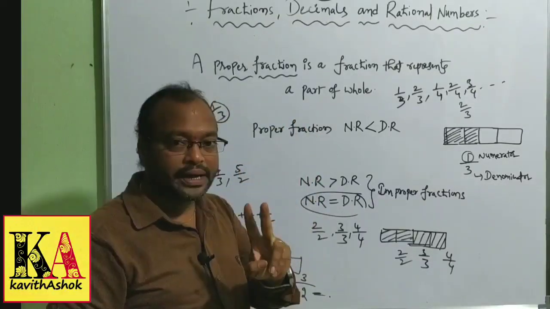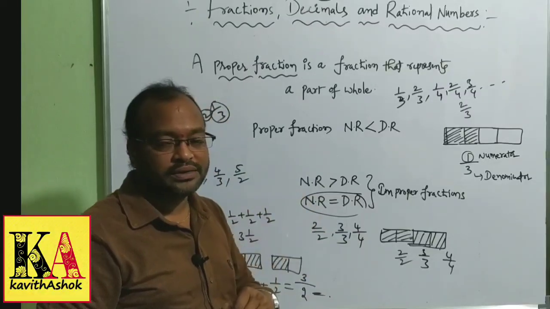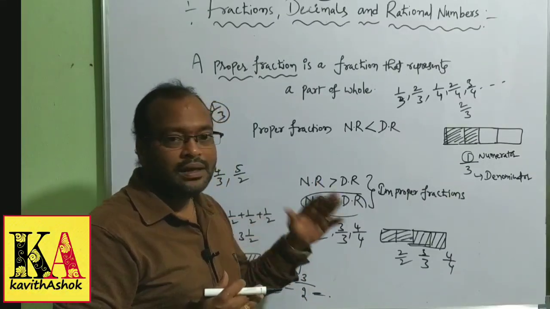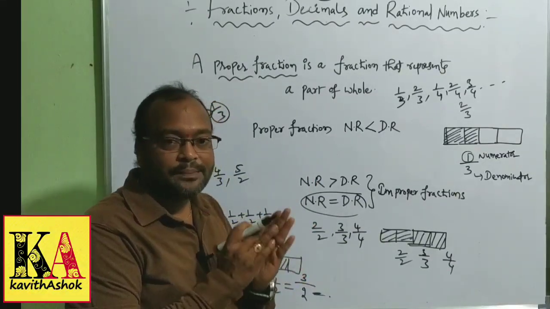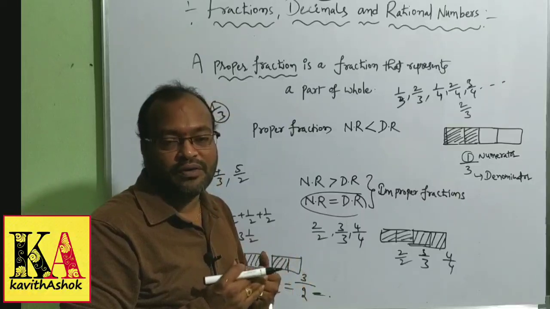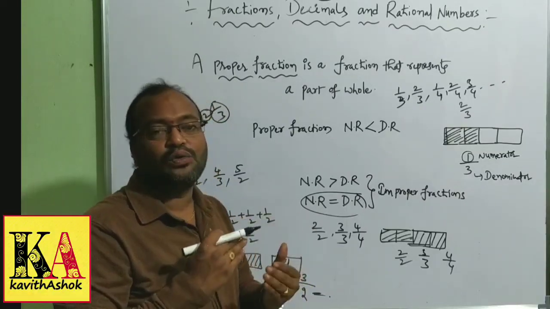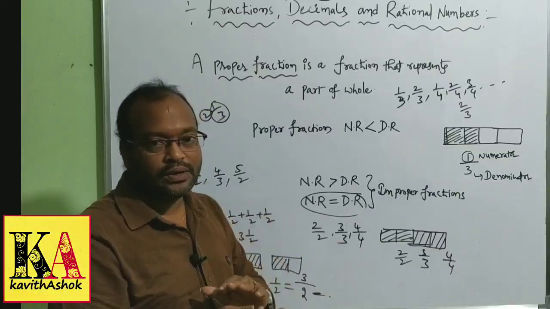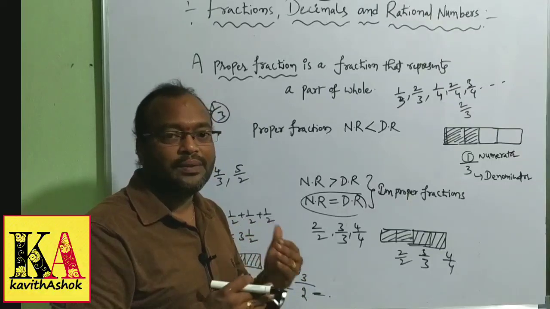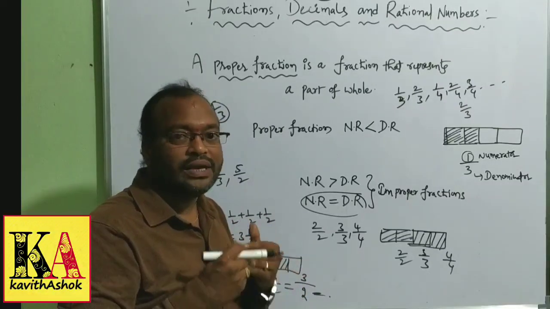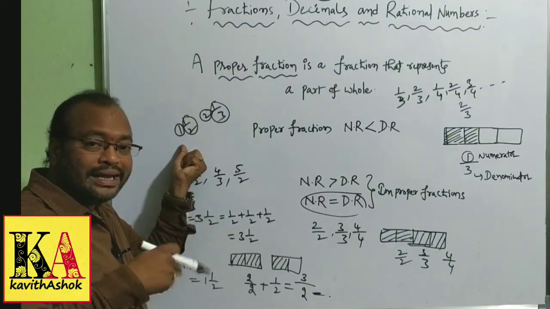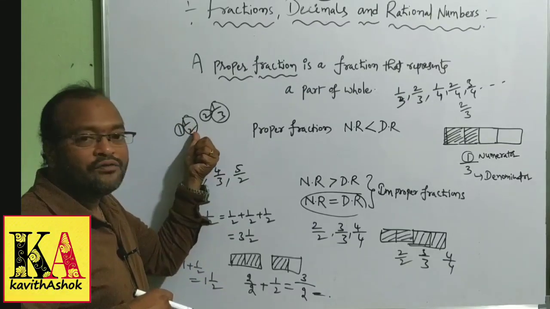So fractions are of 2 types: proper fraction and improper fraction. Proper in the sense, whenever the numerator value is less than the denominator, that will be a proper fraction. A proper fraction represents a part from the whole. If it is an improper fraction, there are 2 types. Whenever the numerator is equal to the denominator, or whenever the numerator is greater than the denominator, in these 2 cases that will be an improper fraction. If it is an improper fraction, we can write it in mixed fraction form. In this mixed fraction, one is an integral part and one is a fractional part.